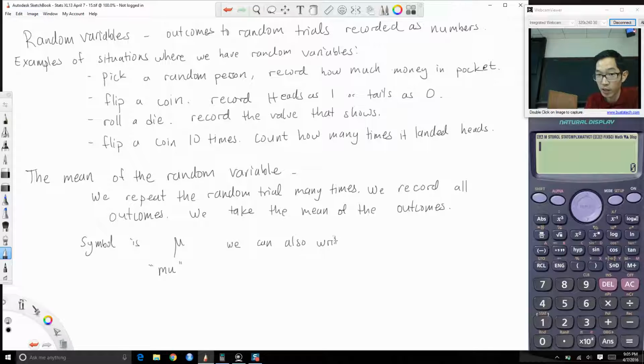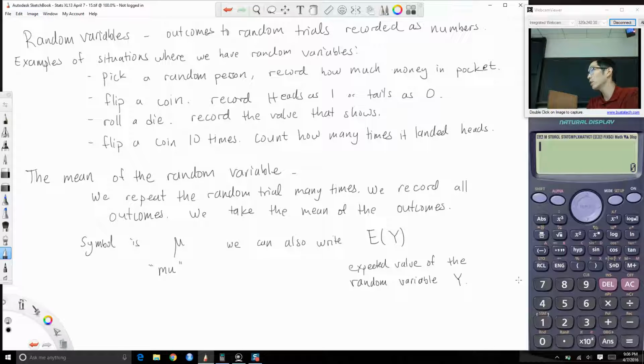We can also write the expected value of y, E of y, meaning the expected value of the random variable y. And it's customary to use capital letters for random variables. Okay, and so this is the mean of the random variable.